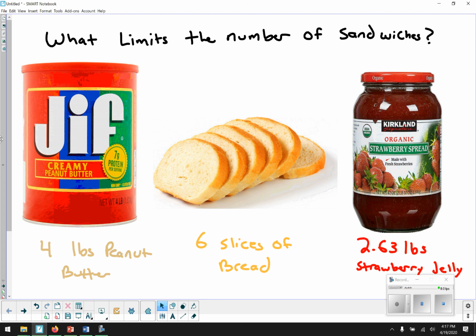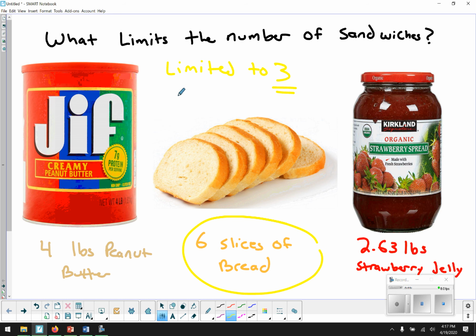Well, you have enough peanut butter and jelly to make a ton of sandwiches, probably in the dozens of sandwiches. However, you only have 6 slices of bread. This 6 slices of bread, that number is going to limit how many sandwiches you can make. So you're limited to 3 sandwiches.